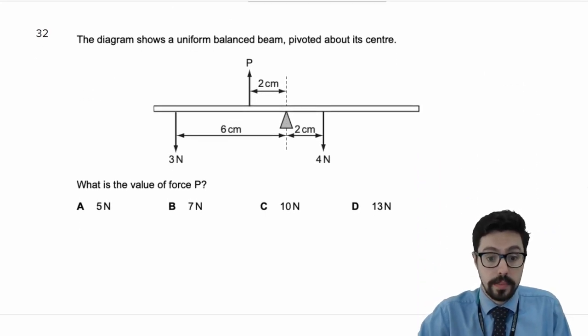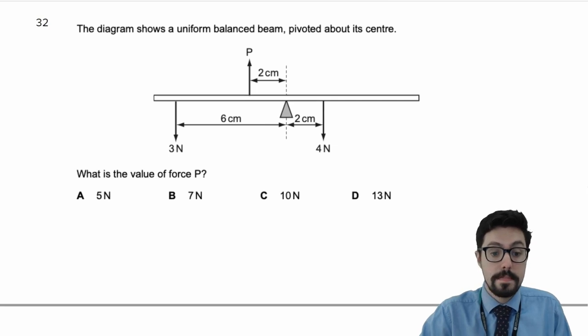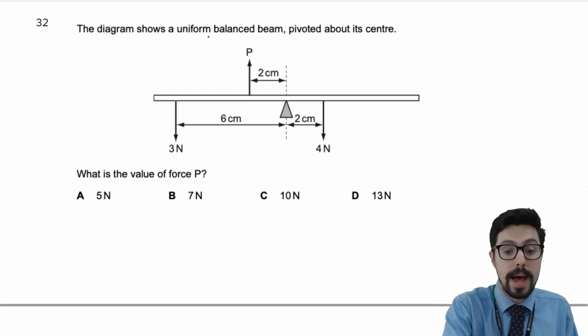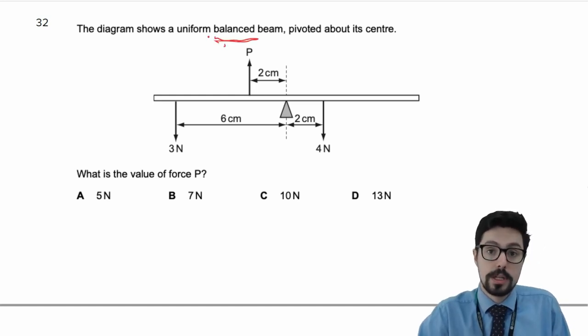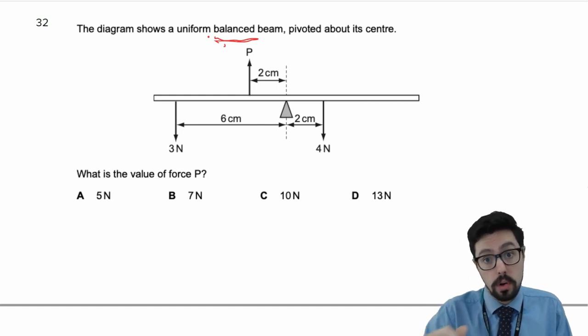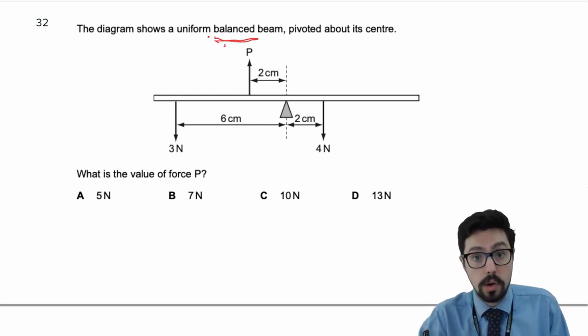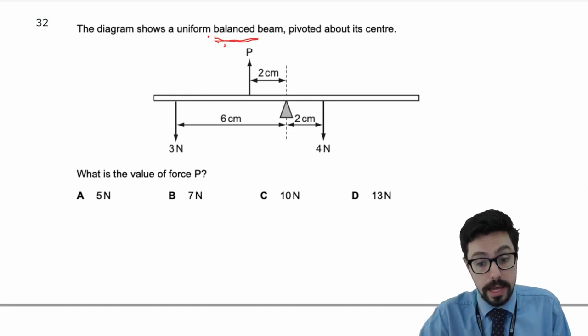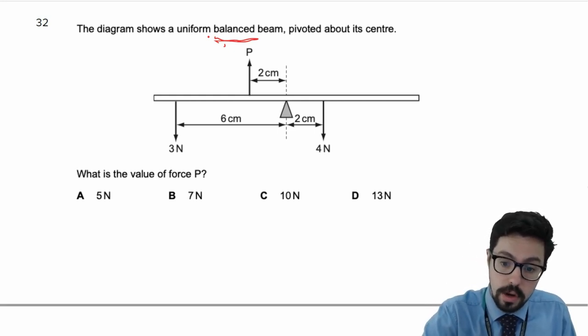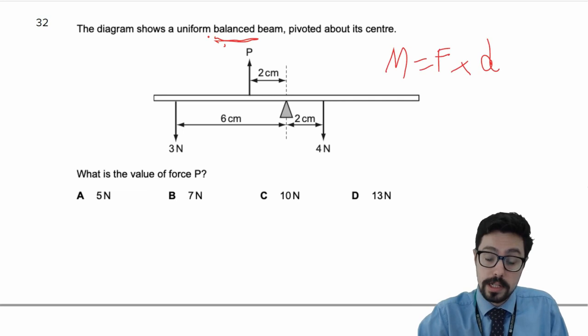Question 32. Okay, so question 32 is a moments question. They tell us it's a uniform balanced beam. So a balanced beam means the sum of the clockwise and the sum of the anti-clockwise moments must be equal. So we've got a few things we need here. We need the equation for a moment, which is moment equals force times perpendicular distance to the pivot.